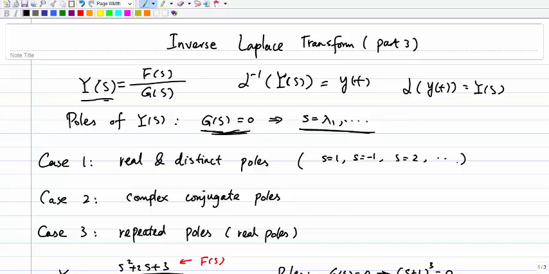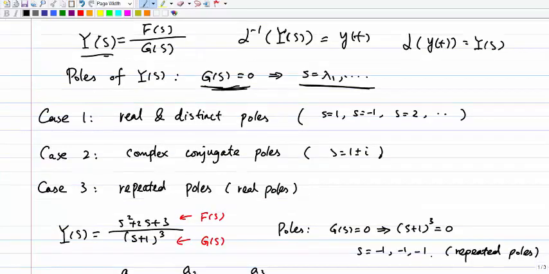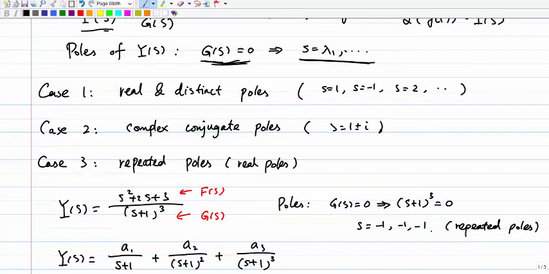So we don't have repeated poles, and all the poles are real. The second case is when we have complex conjugate poles. For example, s = 1 plus or minus i. So that's called complex conjugate poles. I talked about how we can find the inverse Laplace transform for the first 2 cases. Today I'm going to talk about the last case, when we have repeated poles. Here we'll assume the poles are real.